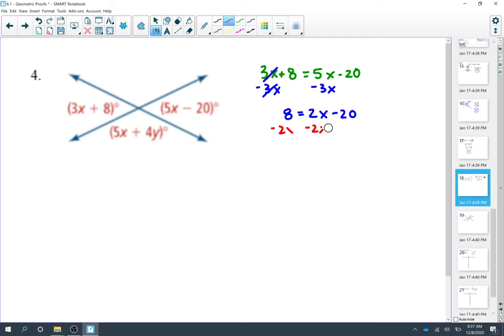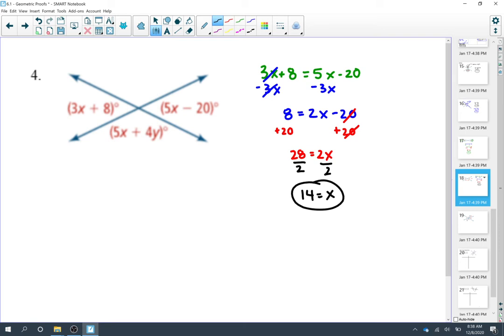Oh, I'm sorry. I'm not going to subtract 2x. I'm going to add 20. So 28 equals 2x. Then I'm going to divide by 2. So 14 equals x. Okay, that's our first variable.